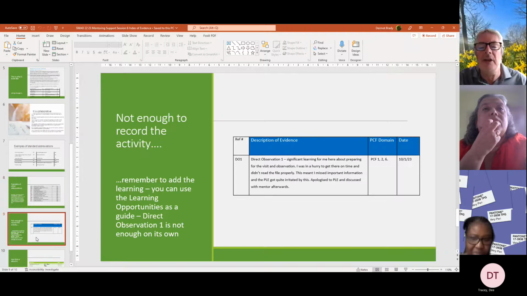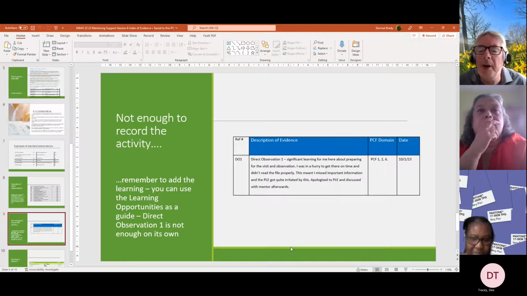And here's a slightly more worked out example. So this is correct observation 1. Significant learning for me here about preparing for the visit of the operation, the observation. I was in a hurry to get there, didn't read the file properly. I think we've all been there, eh? This meant I missed important information. The PLE got quite irritated by this. Apologized to PLE and discussed with mentor afterwards.